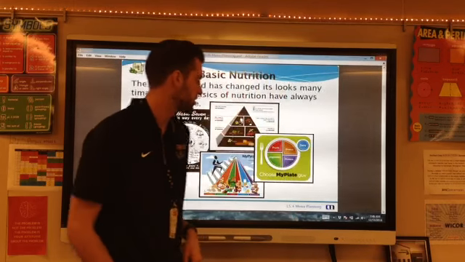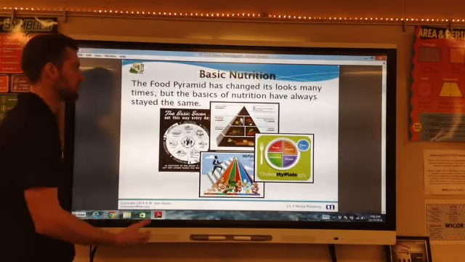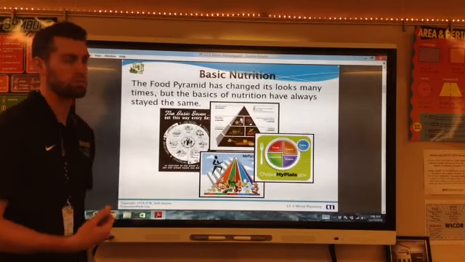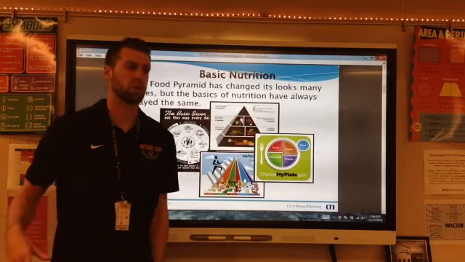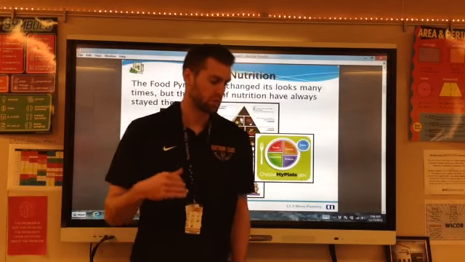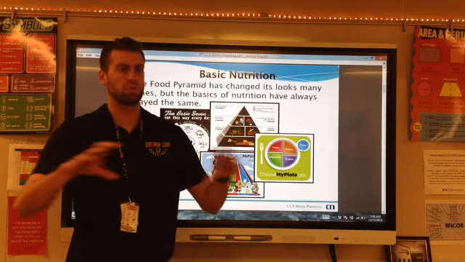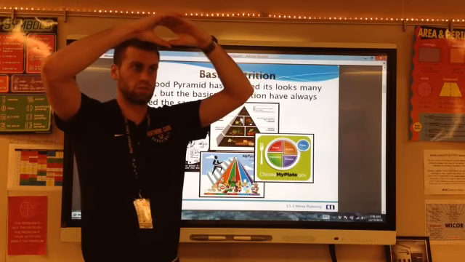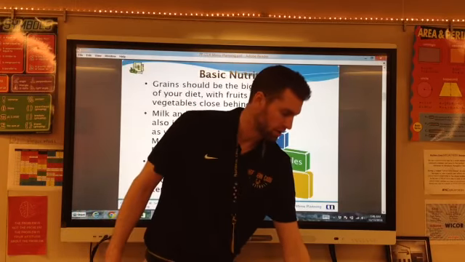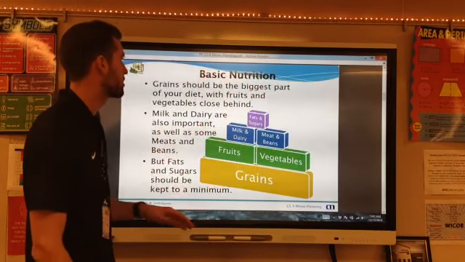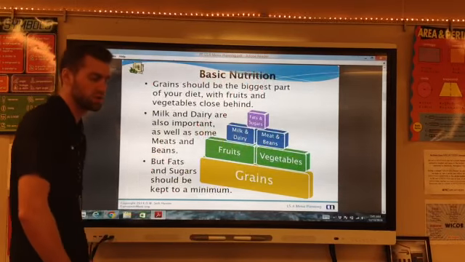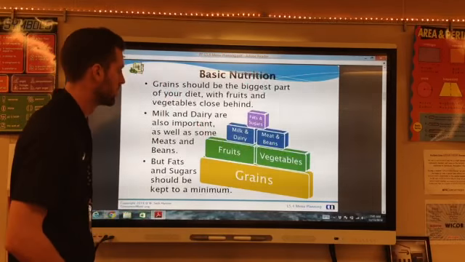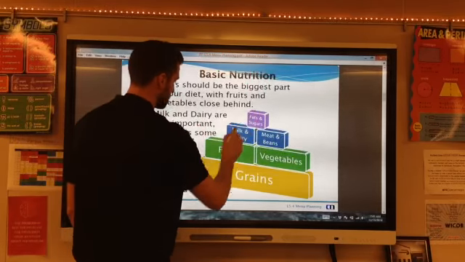Basic nutrition. You guys know this from health class. There's a food pyramid. It's changed its look many times, but the basis of nutrition has always been the same. If you can remember, you have the biggest part of the food pyramid on the bottom and the littlest part on the top. The candies, the sugars will be on top. But grains should be the biggest part of your diet, with fruits and vegetables following right behind the grains. So we kind of have our pyramid here.